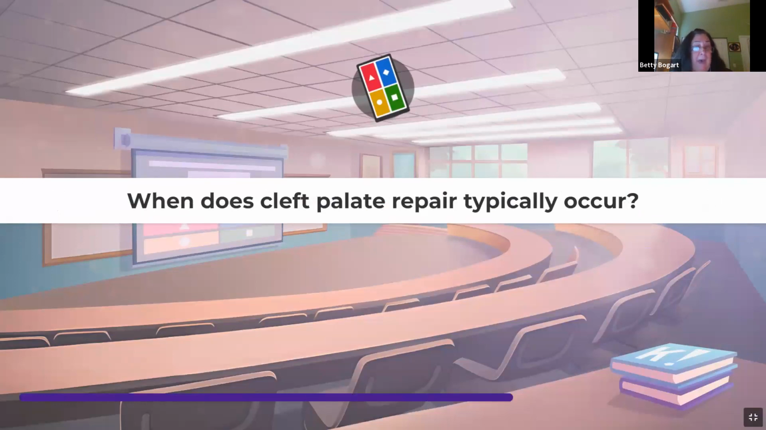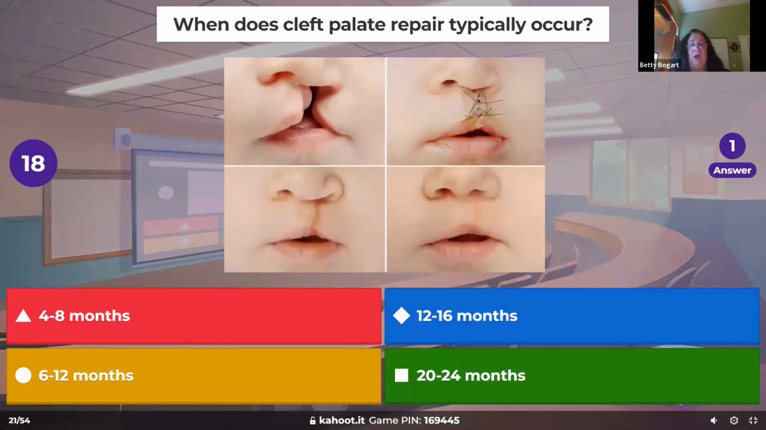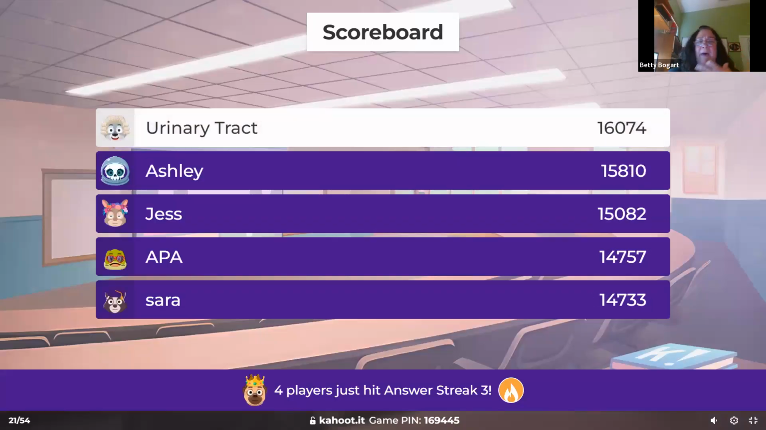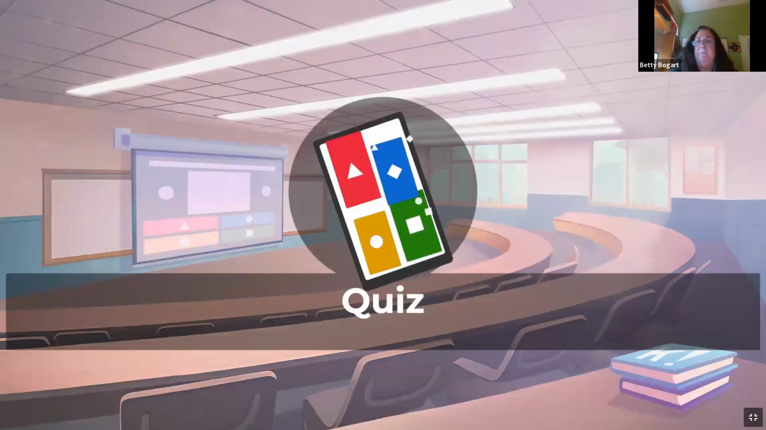When does a cleft palate repair typically occur? Remember, the palate has a lot to do with speech, right? So when do we want to get it done by? And that's 6 to 12 months. Very good. So always remember that. That lip, the palate, we got to make them self-soothe, and then we need to keep their speech.